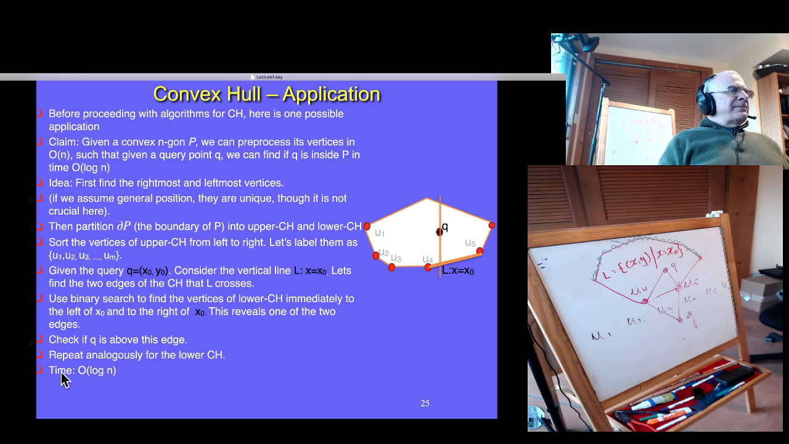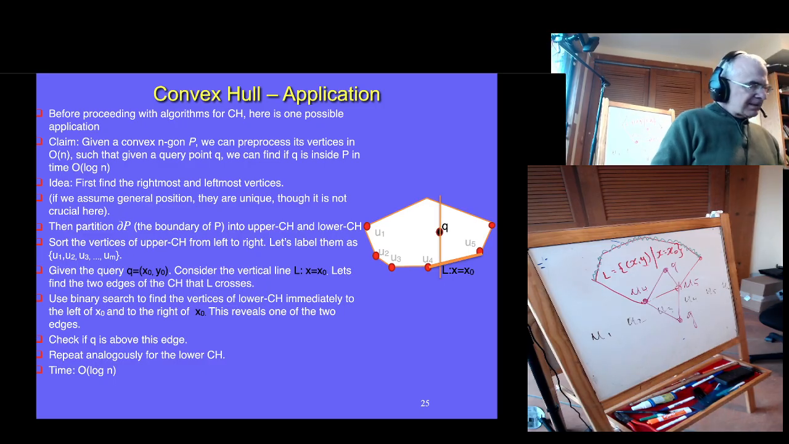Now, how much time did it take to perform the query? Well, I did binary search on the lower convex hull that contains at most n vertices, so it takes log n. Right? There are at most n vertices of the polygon in the lower convex hull, so it takes order log n to do the binary search on the lower convex hull, and order log n to perform the search on the upper convex hull.